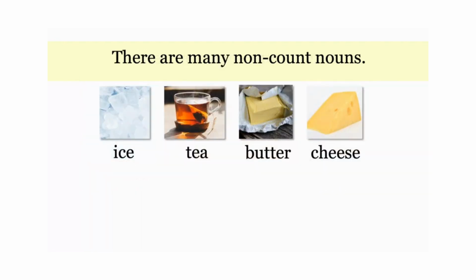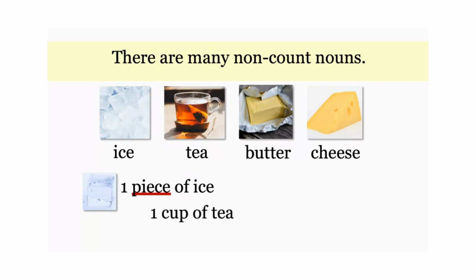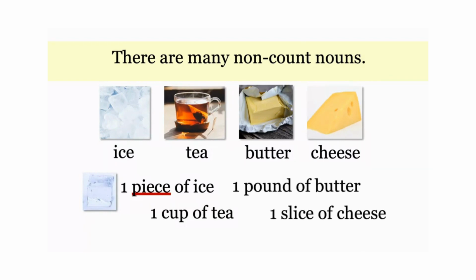There are many non-count nouns. Here's some examples: ice, tea, butter, and cheese. We can only count them when we put them in a container or measure them, like 1 piece of ice. Piece is countable. Ice is not, but I can count 1 piece of ice. I can also count 1 cup of tea, or 1 pound of butter, or 1 slice of cheese.